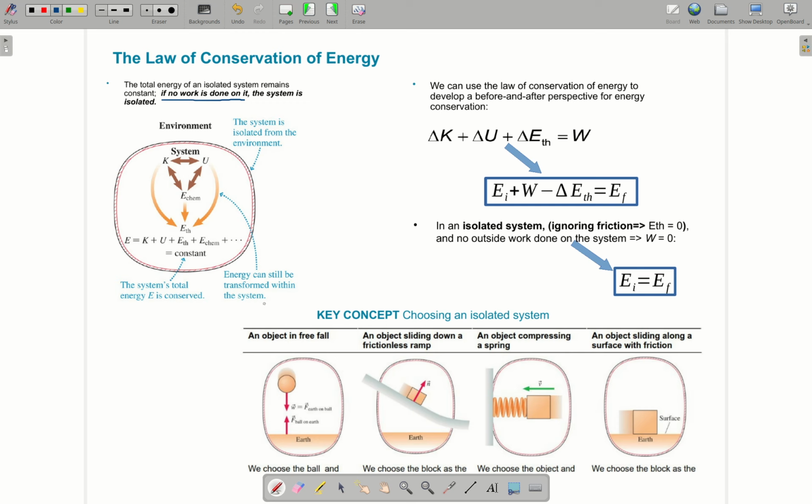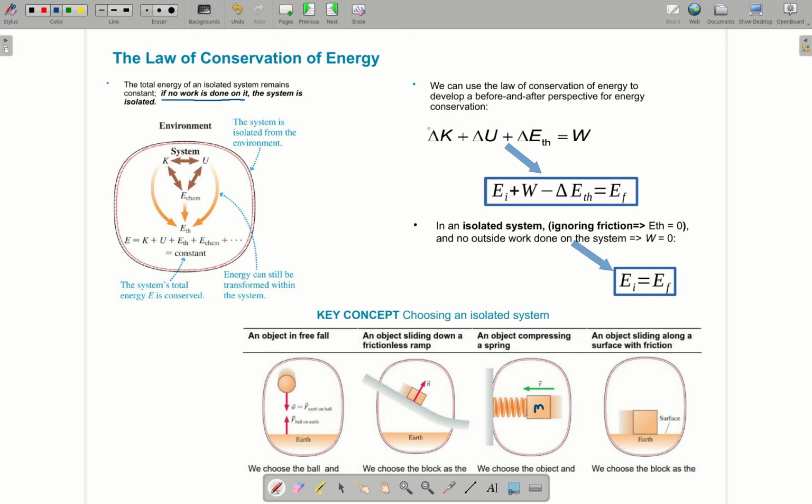As we're choosing our isolated system, we should be careful on what to choose. For example, for an object falling on Earth, we could choose Earth and object to be an isolated system. For an object sliding on an incline, the object with the Earth would be the isolated system. If I have a spring, the spring with the mass attached to it would be the isolated system. And for a mass on a surface, the mass would be the isolated system. So we have to be careful as we're picking our isolated system, and we will be defining our system, then applying conservation of energy.